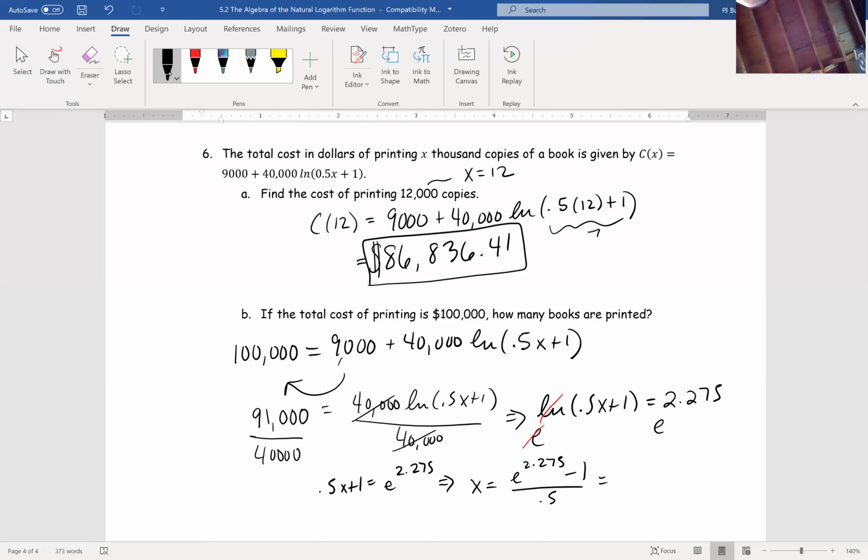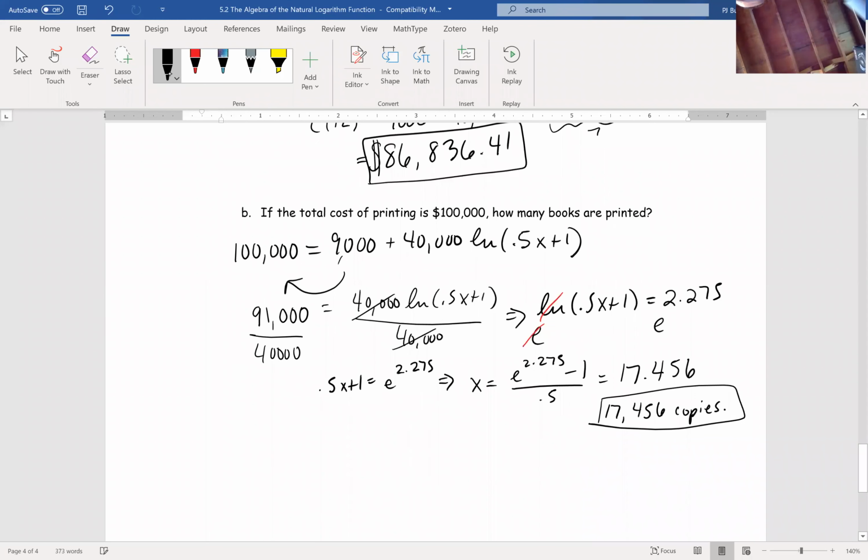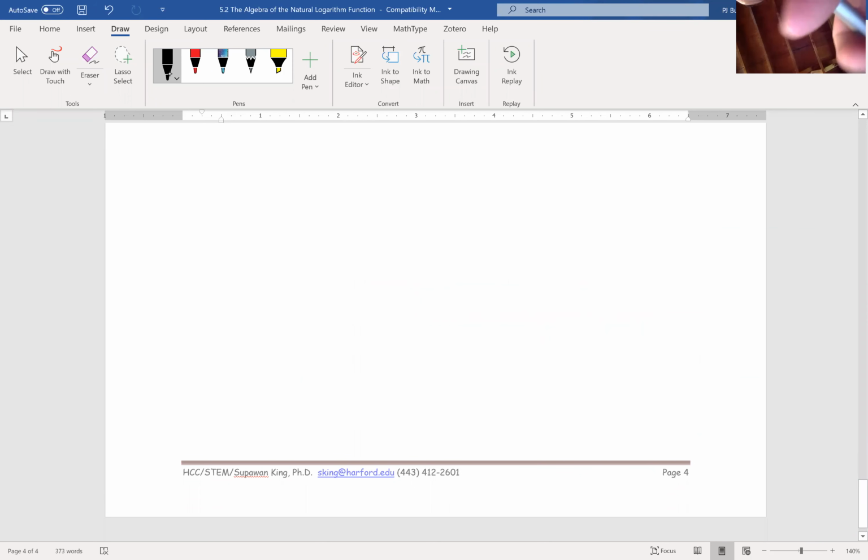We get about 17.456 if I round. And I stopped there because I want thousands of copies. So if I write this as the actual number of copies, that's 17,456. So that many copies would need to be printed in order to cost $100,000.